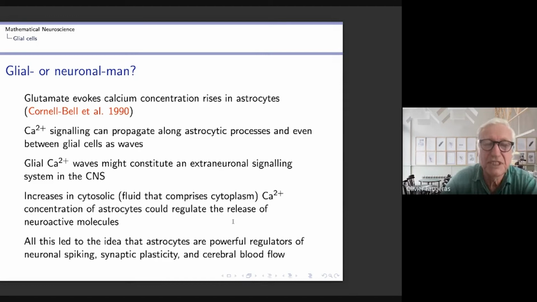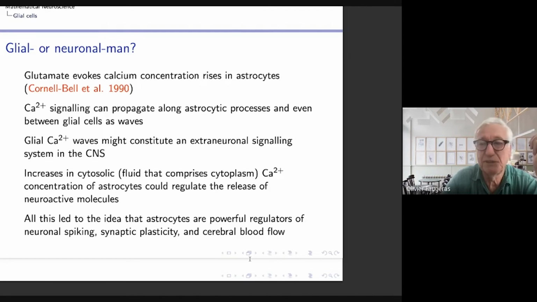And all these very detailed and important experimental observations led to the idea that astrocytes are powerful regulators of neural spiking, synaptic plasticity, and cerebral blood flow. They help nourish, feed the neurons.